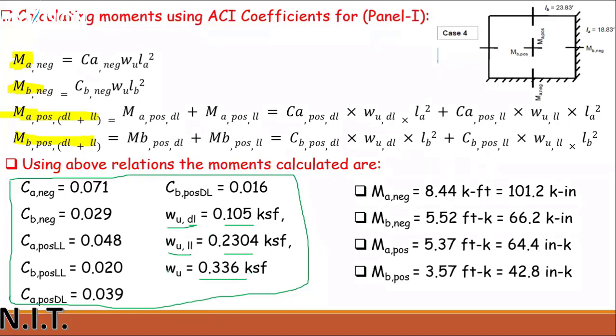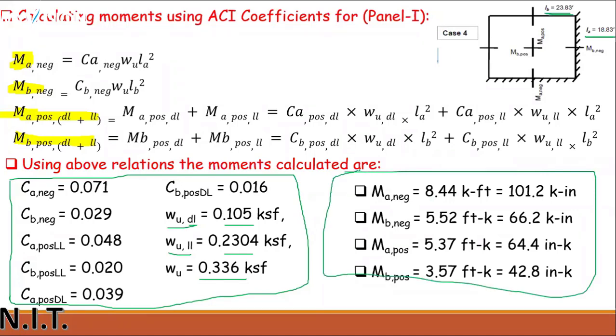Use these values which I have encircled here and put them in these formulas, and you will get the answer. Remember that your Lb value is 23.83 and La value is 18.83. Put these values in these formulas and you will get these four moment values. Your calculation is just to calculate these moments.